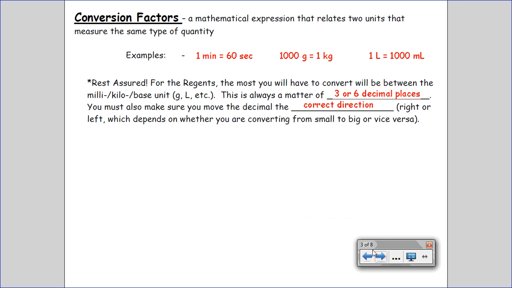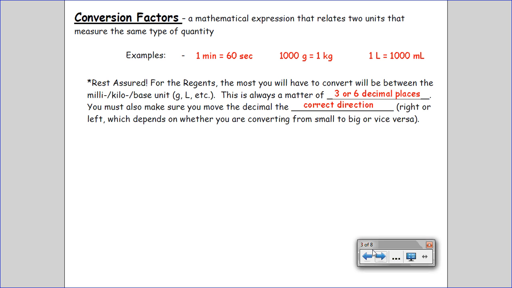Conversion factors, this is where our notes begin, are a mathematical way that relates 2 units that measure the same type of quantity. We call these in mathematics an equality statement. One thing equals another thing. I think everybody knows that a minute is 60 seconds, 1,000 grams is a kilogram, and 1 liter is 1,000 milliliters. Usually in our class, the most that you'll ever have to be converting between is milli to kilo in the base unit. So 3 or 6 decimal places is all you're really going to have to move the decimal when you're doing unit conversions in here.